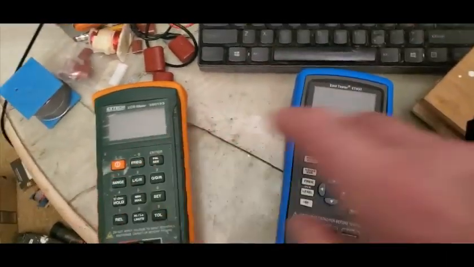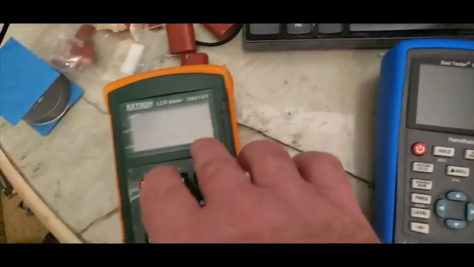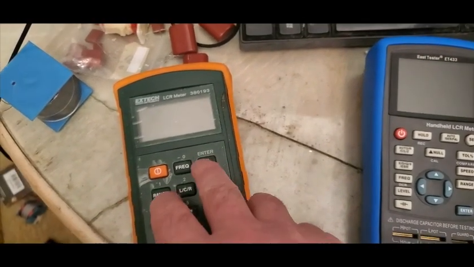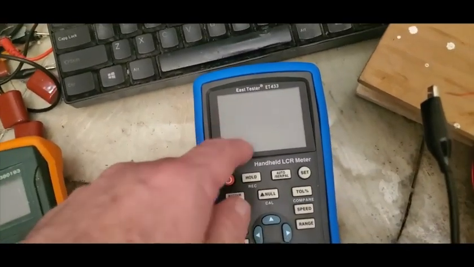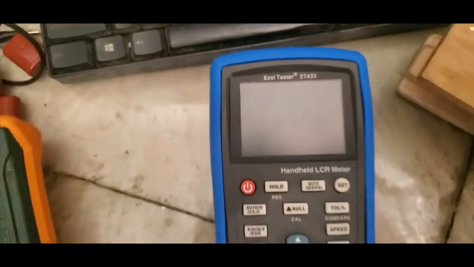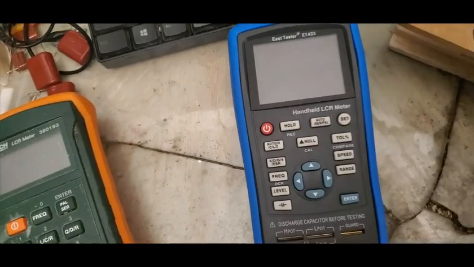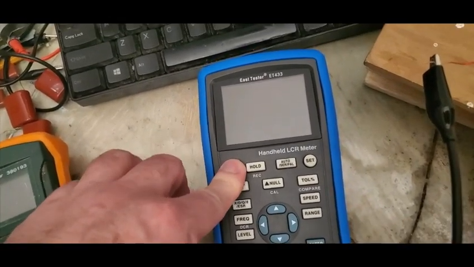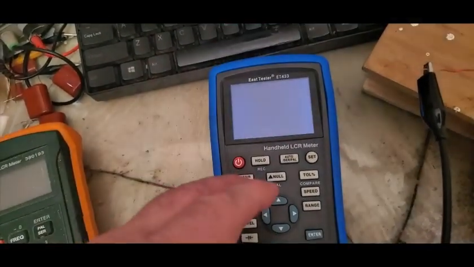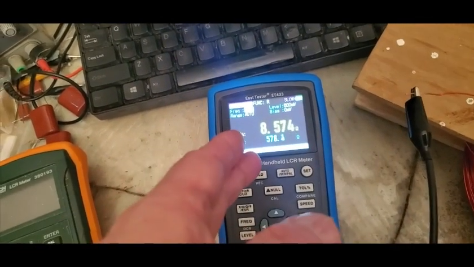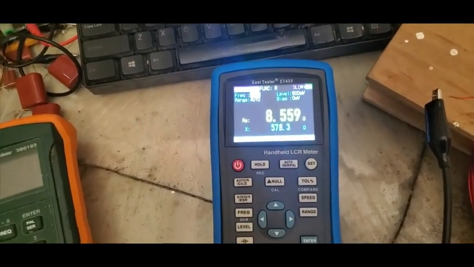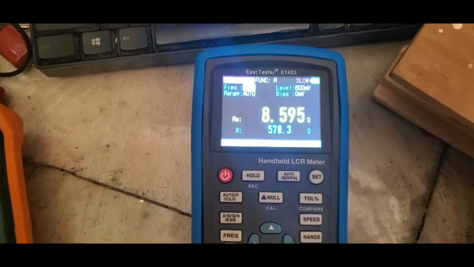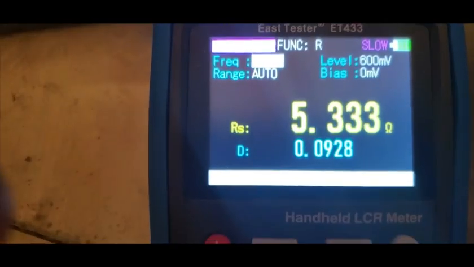Okay, so to sort of wrap the video up, I had this LCR meter and it tests at 2 different frequencies. So for Christmas I bought myself this meter out of China, East Tester ET433. And the reason I did so is because it was supposed to be able to test at any given frequency between 100 hertz and 100 kilohertz. I can't figure out how to make it do that. So let me at least show you what I have so far.